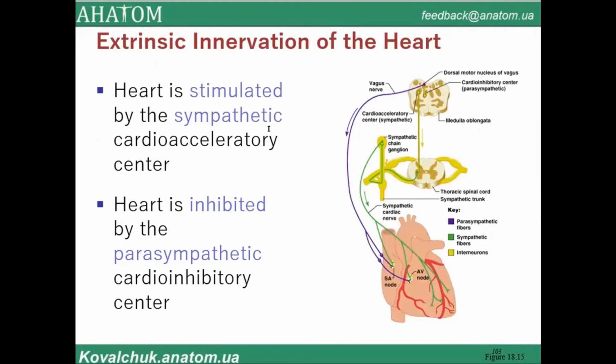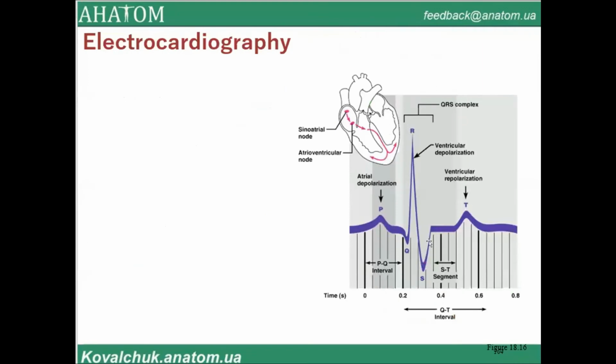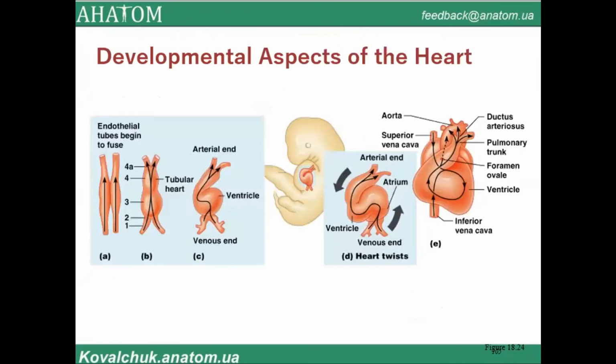Yeah, and extrinsic innervation of the heart. The heart is stimulated by the sympathetic cardioacceleratory center, and the heart is inhibited by the parasympathetic cardioinhibitory center. Parasympathetic innervation is from the tenth pair of the cranial nerves, the vagus nerve, and the sympathetic trunk is located near the vertebral column. And electrocardiography with some structures and the QRS complex. You will study it in physiology too.